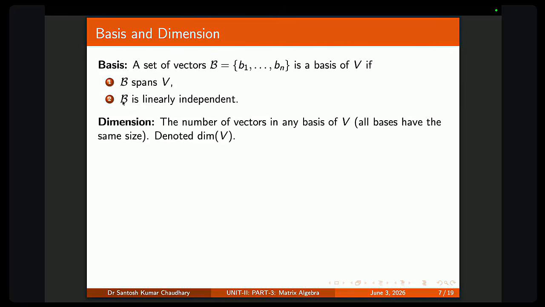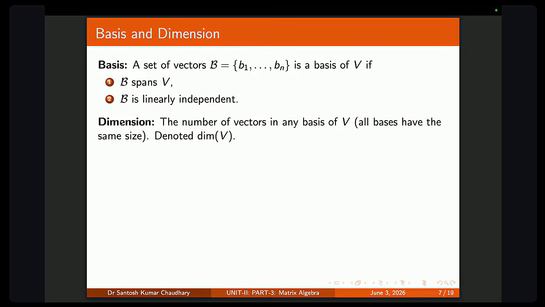And the second condition is that set B must be linearly independent. So a set of vectors is said to be a basis if the first condition is that the span of that set should be equal to the vector space, and the second condition is that the vectors of that set must be linearly independent. Okay. So span B is equal to V means every element of the vector space can be written as a linear combination of elements of set B.